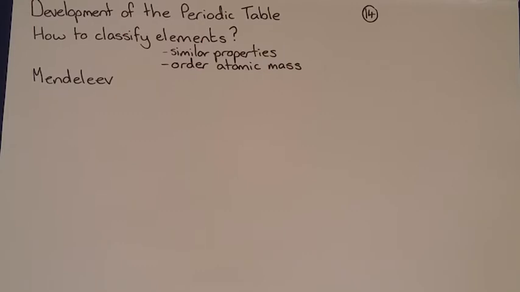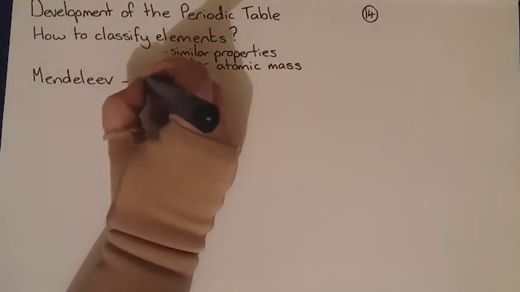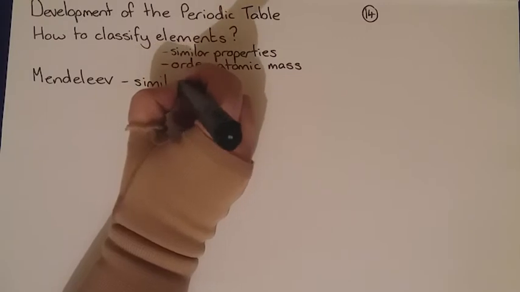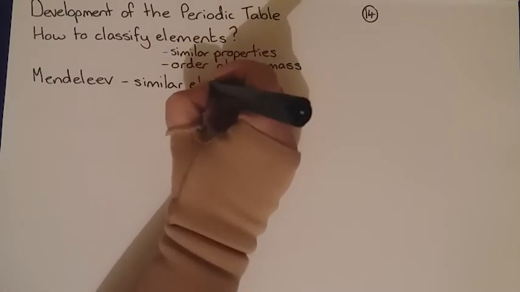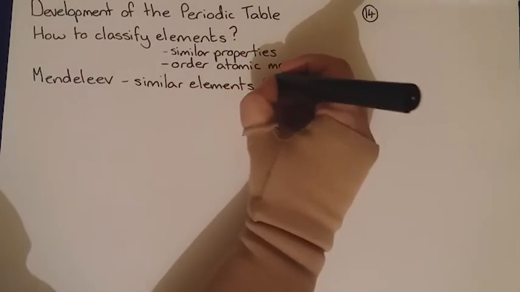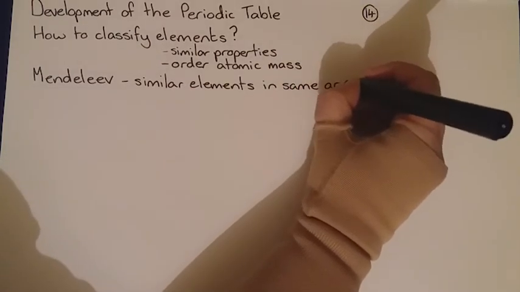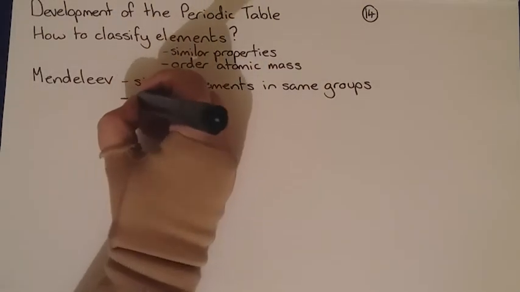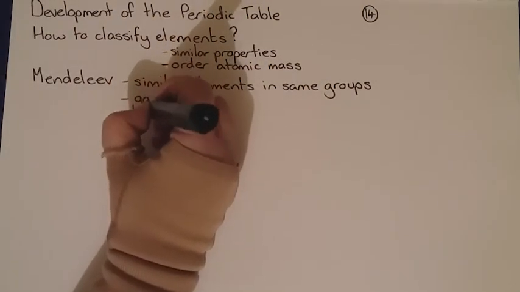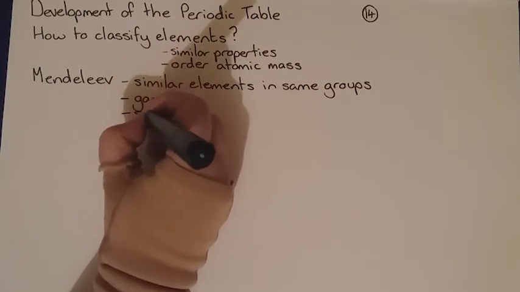Dmitry Mendeleev is thought by most scientists to be the inventor of the modern periodic table. He was intent on making sure that similar elements were in the same group. In order to do this, he left gaps in his periodic table. The reason for this was not that he thought that the periodic table was wrong, but just that scientists hadn't yet discovered some of the elements. Leaving gaps meant that he could put elements with similar properties together.